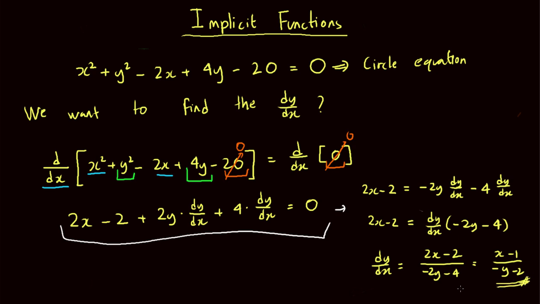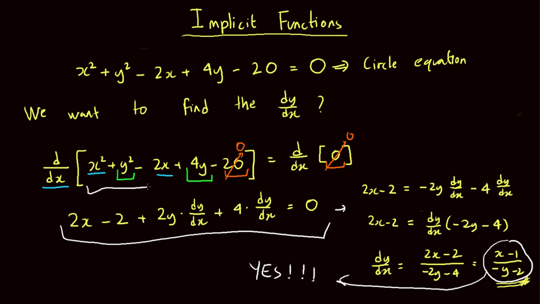Okay, and you might be wondering, is it okay to leave our dy over dx in terms of x and y? The answer is yes, it is completely fine. There is no problem at all, because for implicit functions, since the function is expressed in an implicit manner, the derivative of this function will also be in an implicit manner as well. So there is no problem at all.